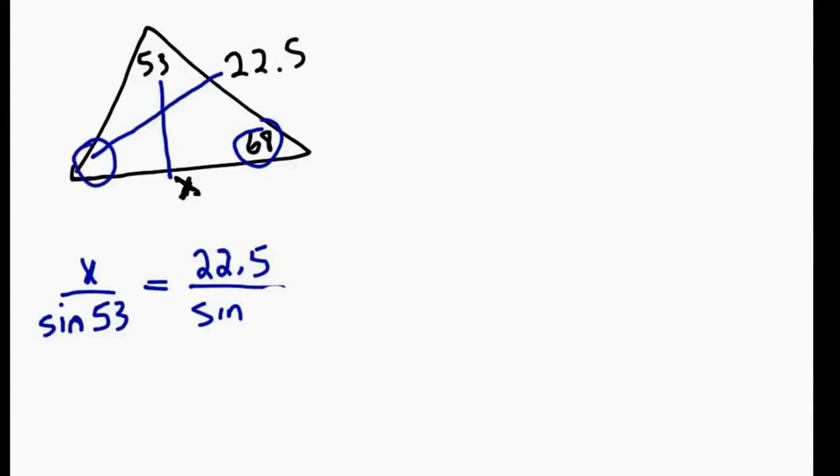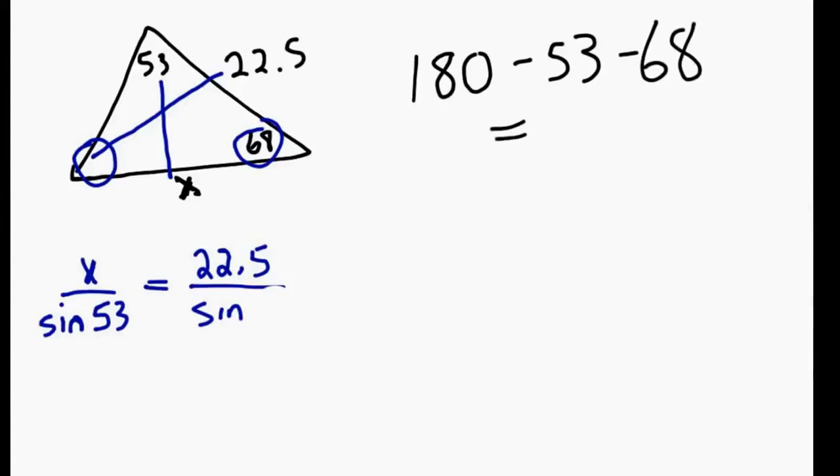Does that mean we have to use SOHCAHTOA or something else? Thankfully no, because we know it's a triangle, and we know a triangle adds up to 180 degrees. So all we have to do is figure out that missing angle by going 180 minus 53 minus 68, and that's going to give you the answer to the missing angle.